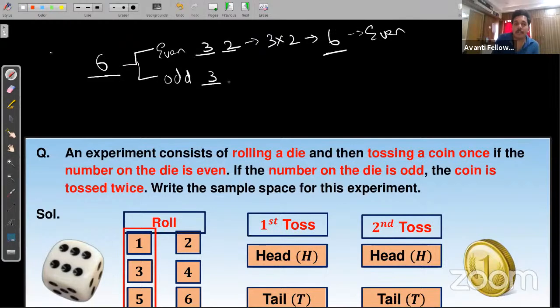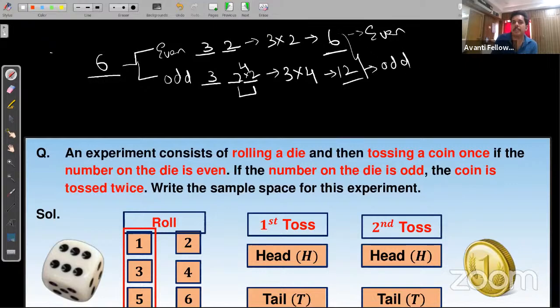So if it is odd, what is he saying? He's saying that he's going to toss the coin twice. Guys, if a coin is tossed twice, how many outcomes will be there? Can anyone please tell me? If I toss a coin twice, how many outcomes will be there? HH, HT, TH and TT. 4, right? Exactly. Very good. So it will be 2 into 2, which is 4. So how many outcomes are there? It is 3 into 4, so that is equal to 12 for odd. Okay. So total how much? It is 18. So total 18 outcomes will be there for your sample space.